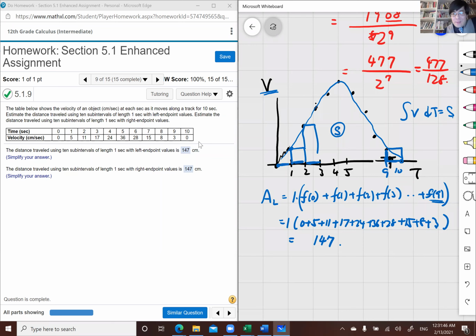So that's the answer. Remember that g's values are values of the velocity, so the unit inside the parentheses is centimeter per second. The 1 here is a length, which is a time difference, so the unit is second. So multiplying together, what you get is 147 centimeters.